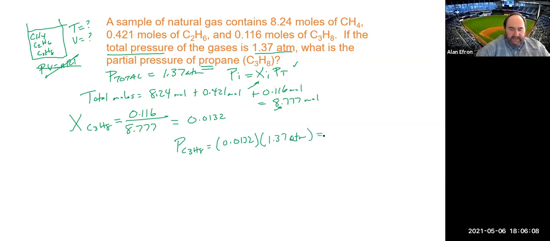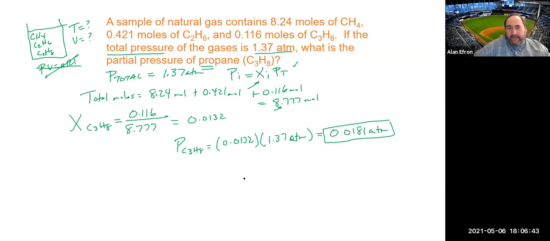And if we do that, I don't think I got the right number there. Let me try it one more time. 0.0132 times total pressure 1.37. Looks like 0.0181, and these would be atmospheres. Any questions on that calculation?